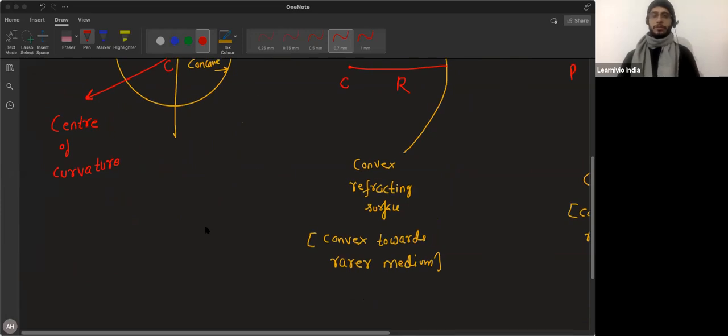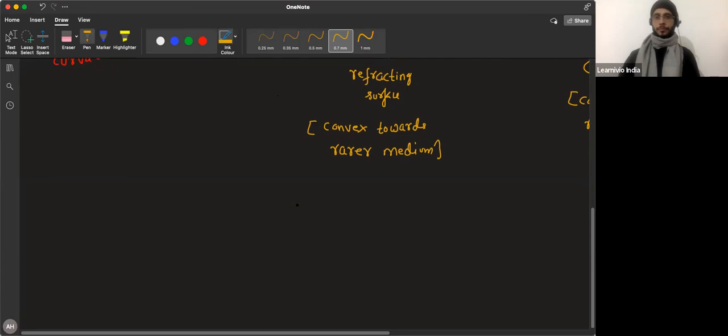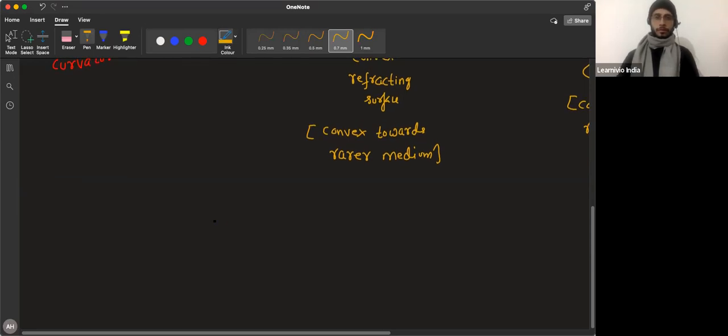Okay. Next, we need some relations that can connect the object distance, the image distance, and the radius of curvature of these refracting surfaces. So, we need relations for a spherical refracting surface.